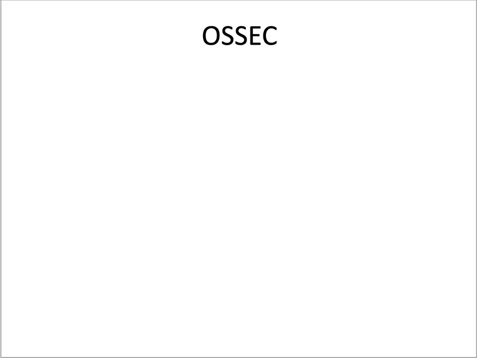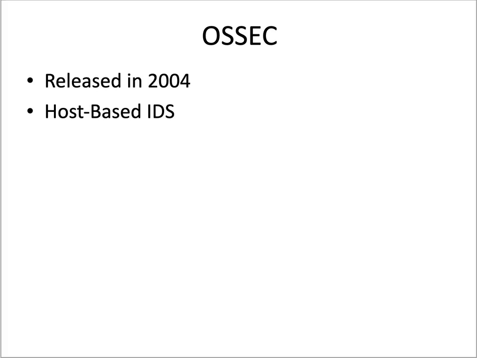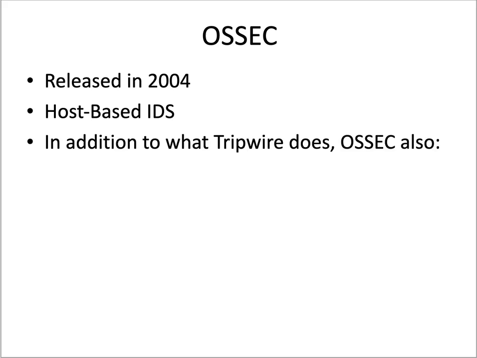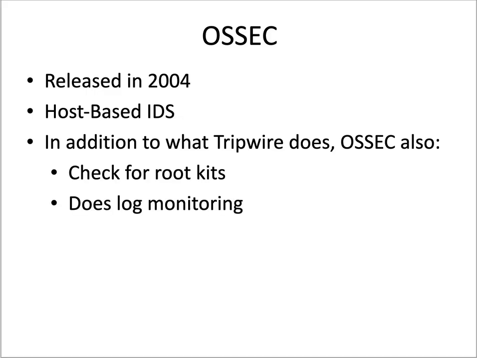Another one I mentioned earlier was OSSEC. It was released in 2004. It is another host-based IDS. It does what Tripwire does, but in addition, it will also check for rootkits. It will do log monitoring, and it will do process monitoring, so trying to see if there are suspicious processes running.